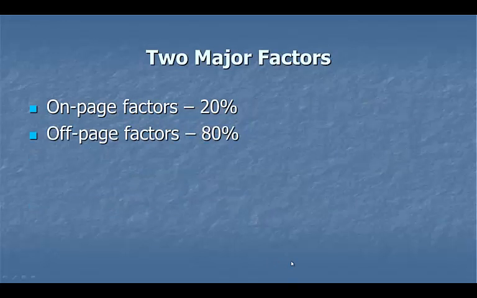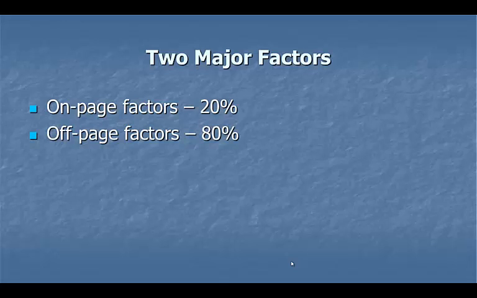Now, there are two major factors that you should consider before building your website. One is on-page factors, and the second is off-page factors, and I'll talk about these in more detail. But you can see here that the on-page factors generally account for maybe about 20% of the ranking of your page, and the off-page factors generally account for 80% of the ranking of your website. So it only makes sense that 80% of your time should be concentrated on the off-page factors, and 20% of your time on the on-page factors.